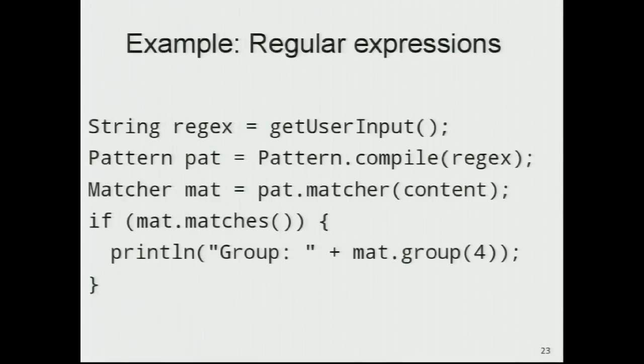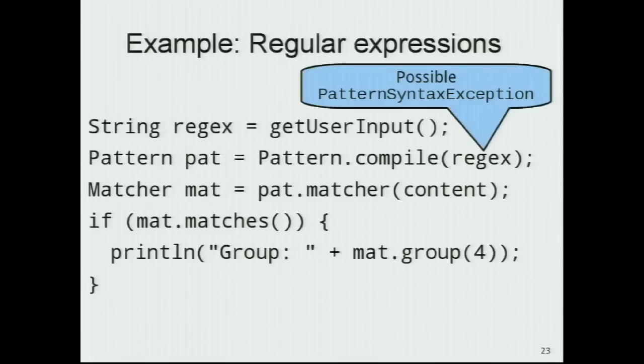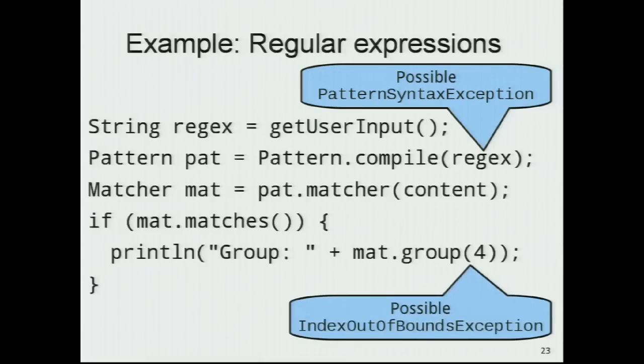Here's some example source code. We get the regular expression from some user input and then call Pattern.compile with it. If we do this with a malformed regular expression string given by the user, we can get the PatternSyntaxException. We just don't have any control over the user input. On the other hand, the next step is that we compile the pattern into the matcher. It matches against that string, and then we try to access group number 4. We have no guarantee that group number 4 exists within this regular expression, and at runtime, we might get an IndexOutOfBoundsException.